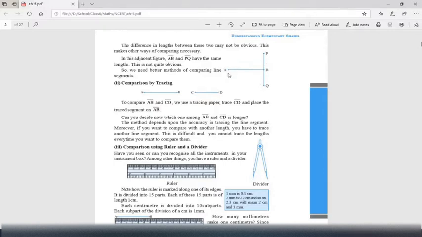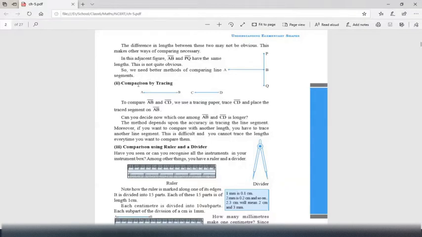Yes, correct. Both are of the same length. It is saying AB and PQ are of the same length. In order to verify, you have to measure it using a scale and see if these two lines are of the same length or not. As we know, AB is 3.7 centimeters and PQ is also 3.7 centimeters. So both are the same. But how do we know? We know by measuring it using a scale.